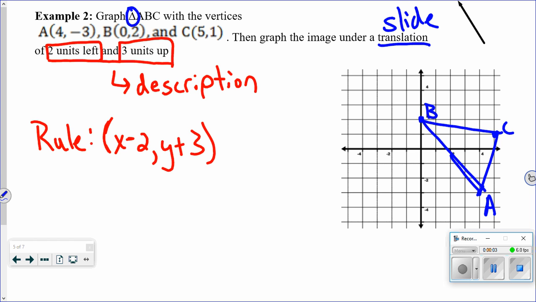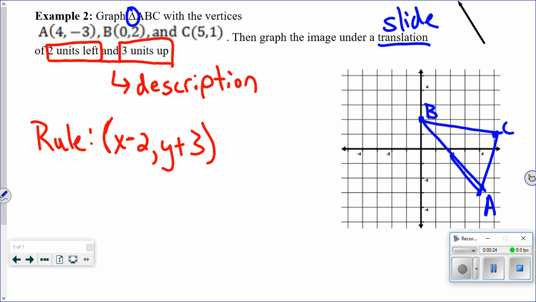Hey everyone, just a couple things to emphasize here. A lot of times I'm going to start asking you what the description is, what the rule is, and what the vector is. The description is usually in words like up, down, left, right. So 2 units to the left, 3 units up is our description because it's in words and it tells us the directions.